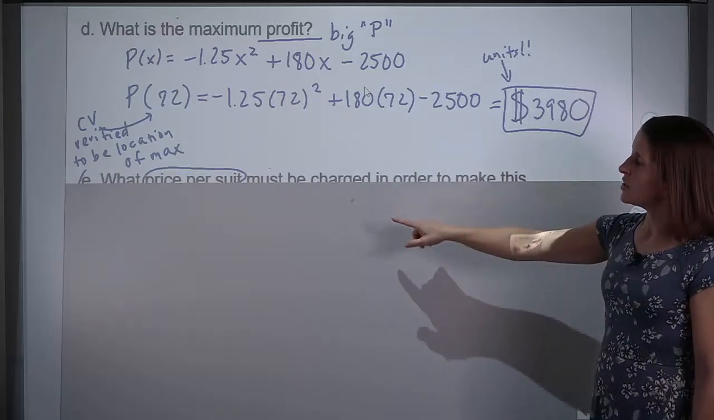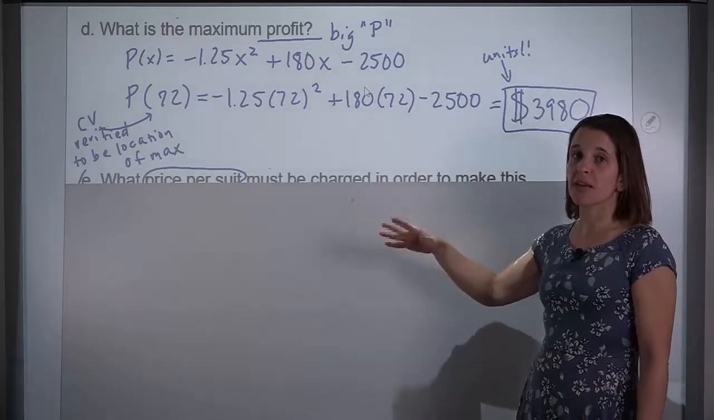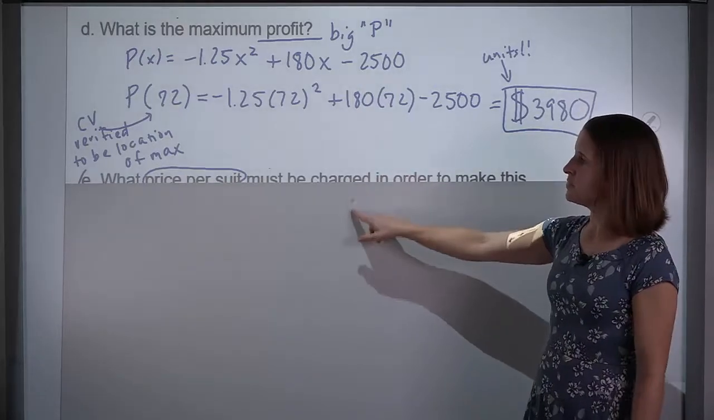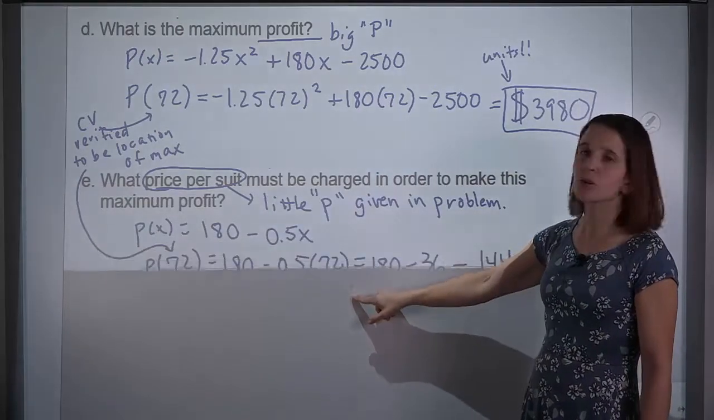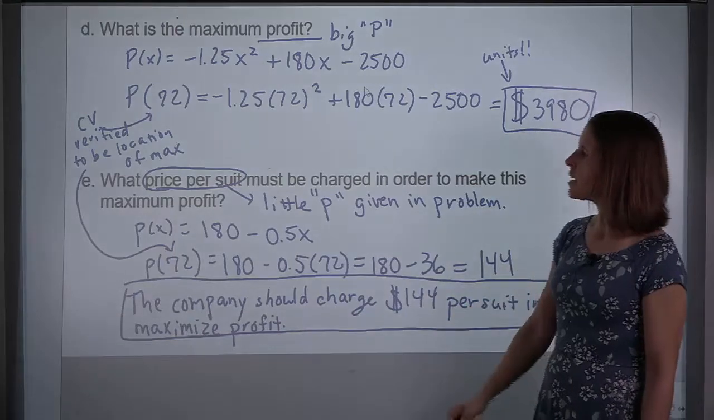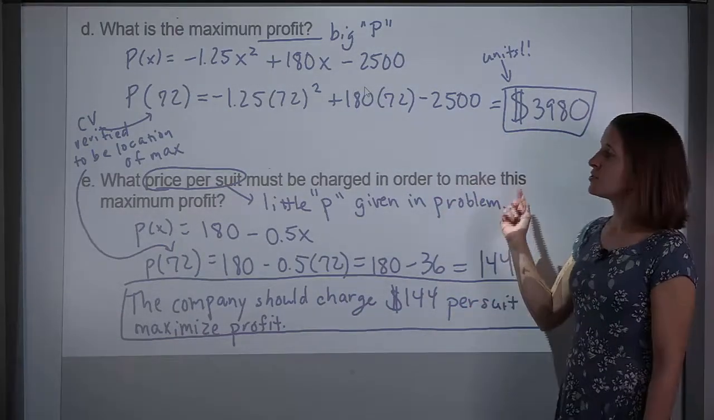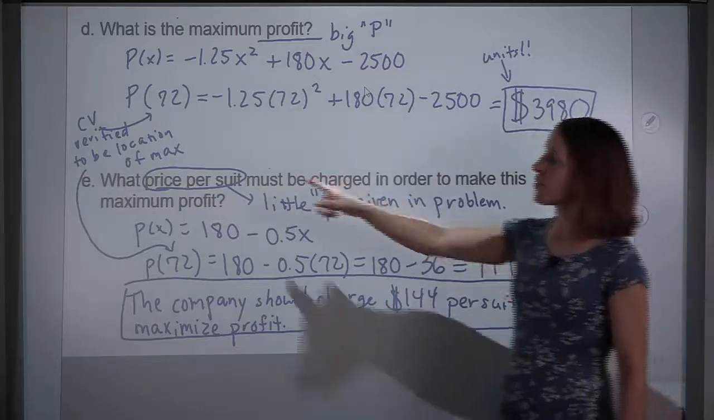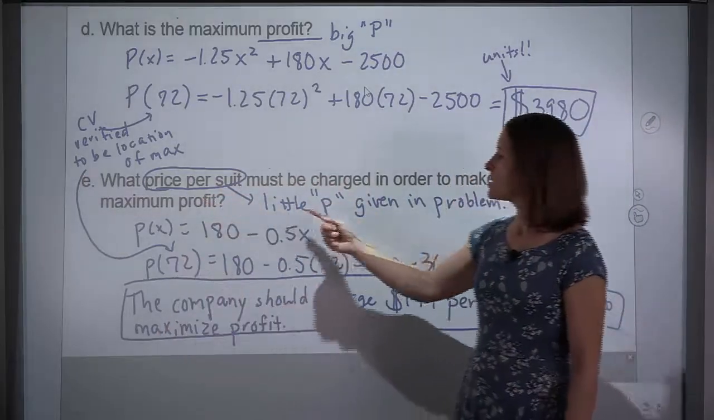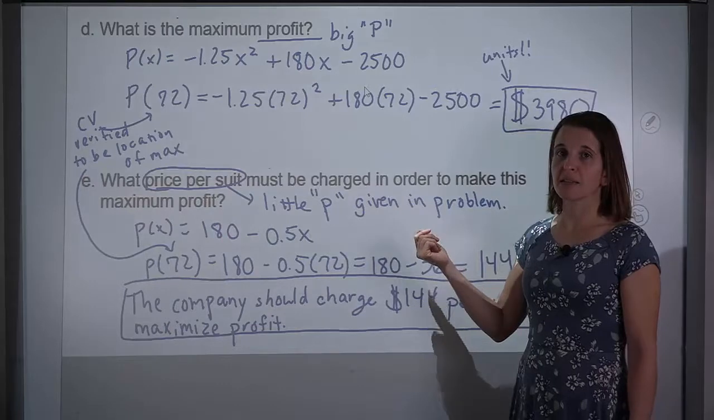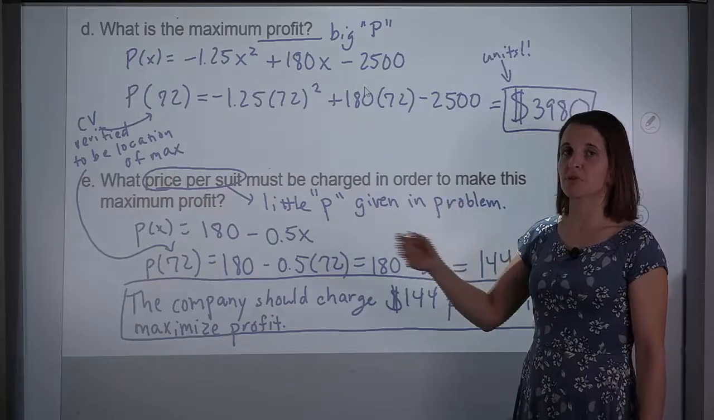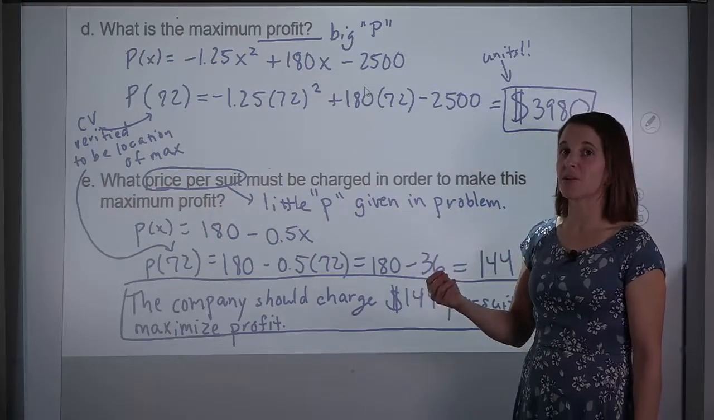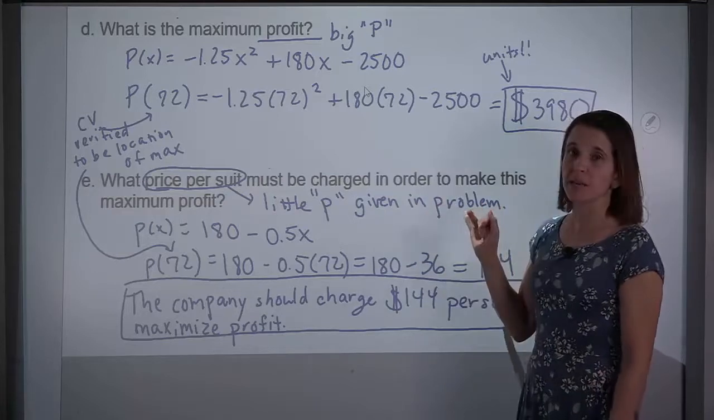And then the last question, and this is really where it all comes together and is a very real-world application, it says what price per suit must be charged in order to reach this maximum profit? Okay, well, the price per suit function was little p that was given back in the original problem. So the price per suit, sometimes it's called the price demand equation, okay, but that is little p.